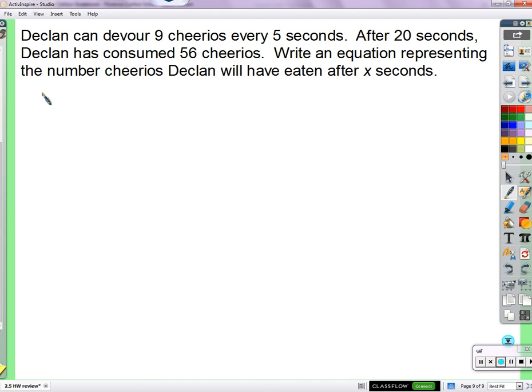So maybe this will help talk about x and y. This equation, I should be able to tell it x somethings and get out y somethings. What does x represent? The time in seconds, I can say. Second, that's a second. But what does y represent? Cheerios. This chunk of a guy.